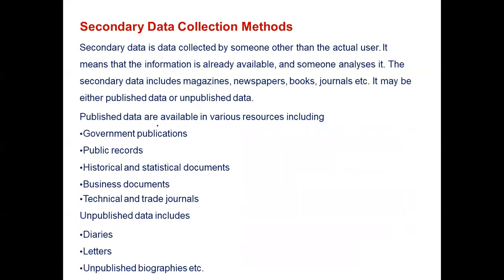Now, secondary data collection methods. Secondary data is data collected by someone other than the actual user. It means the information is readily available and someone has analyzed it. It can be magazines, newspapers, books, journals. It can be in published format or unpublished format. Published data includes government publications, public records, business documents. Unpublished data includes diaries, letters, research articles by professionals.